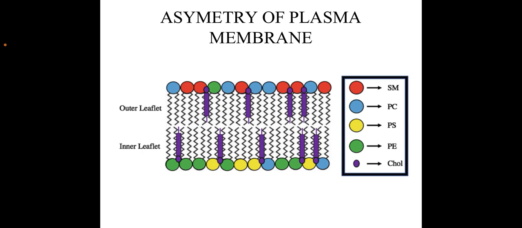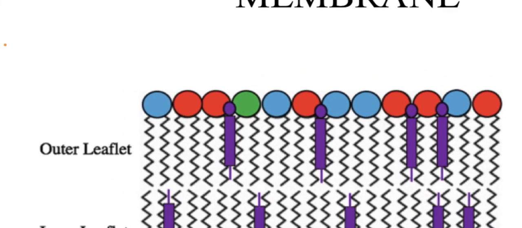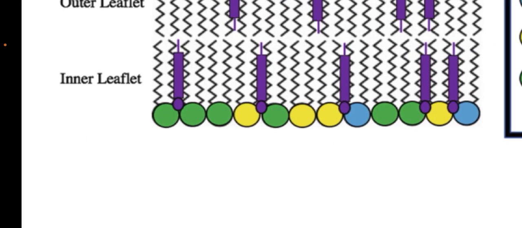So here you can see sphingomyelin on the upper side, phosphatidylcholine on the upper side, phosphatidylserine on the lower side, phosphatidylethanolamine on the lower side, and in the purple color is the cholesterol embedded in the outer and inner leaflet. That is the outer leaflet and that is the inner leaflet.